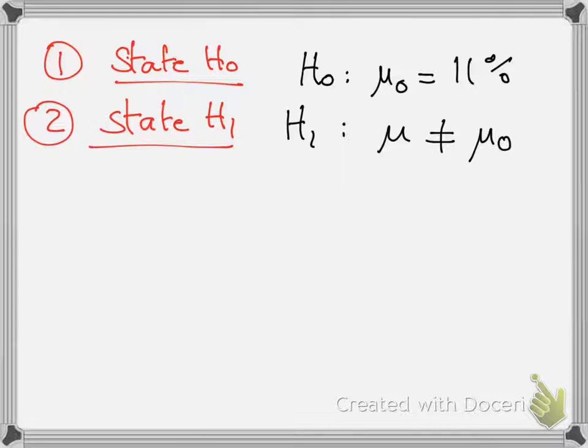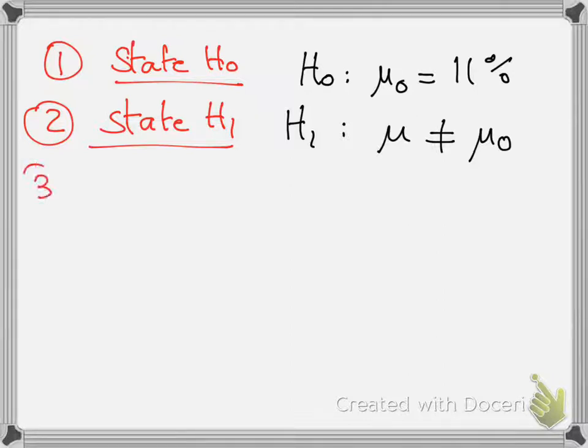So that's our alternative hypothesis. Again, we want to test H0, that the average percentage of US wheat crop destroyed by the fire is 11%, against the alternative hypothesis that the average is different from 11%.